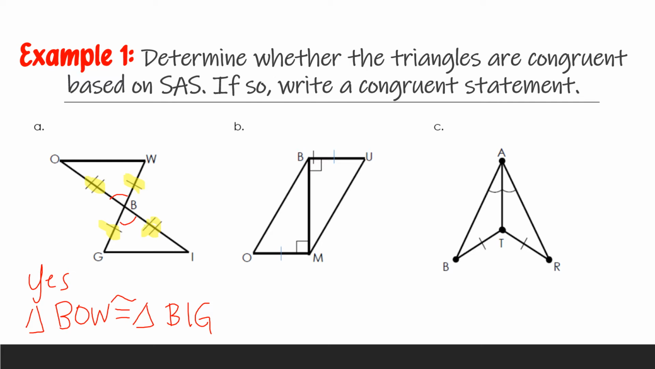Okay, watch the order. For the next one, B, we have a side marked congruent right here. We have an angle, and then we have to think about, is there anything else marked or not marked that we do know is congruent, and that would be this side right here that is part of both triangles, so BM. So yes, these are going to be congruent by side, angle, side, and this would be triangle BOM is congruent to triangle MUB.